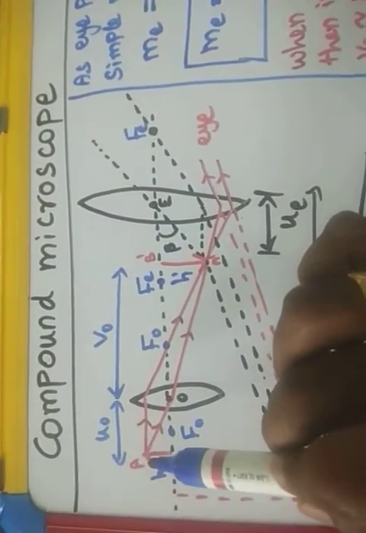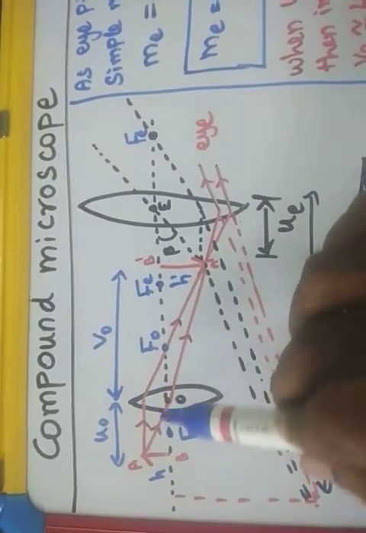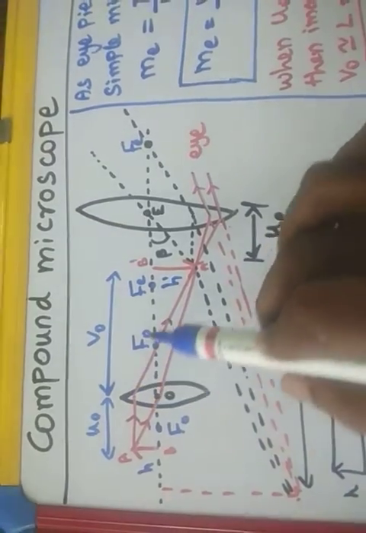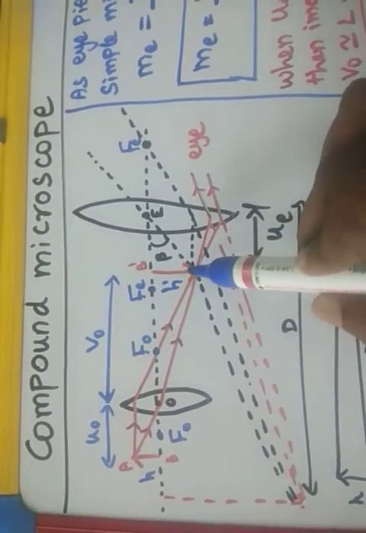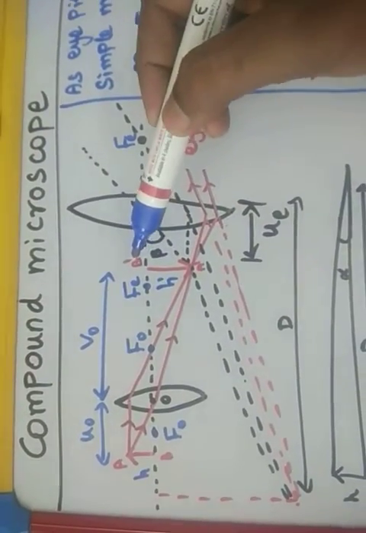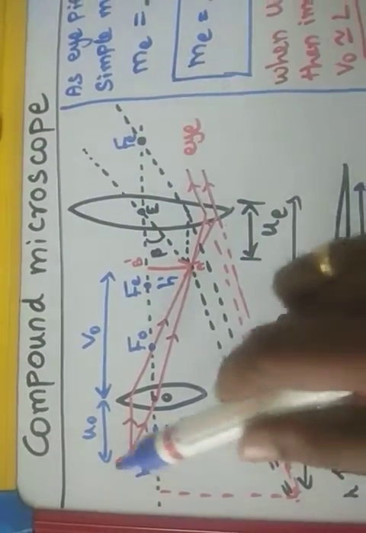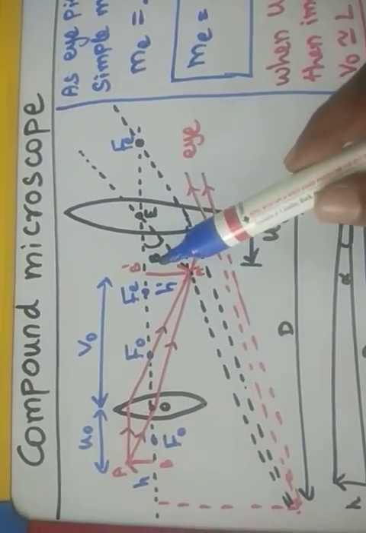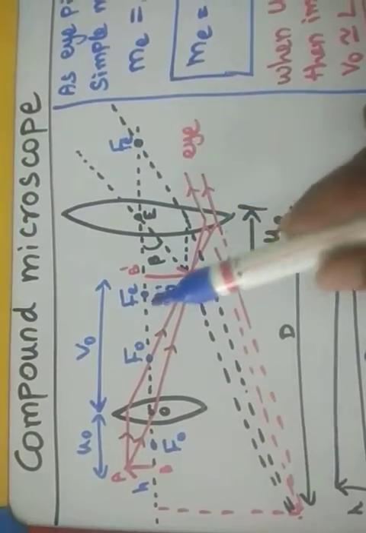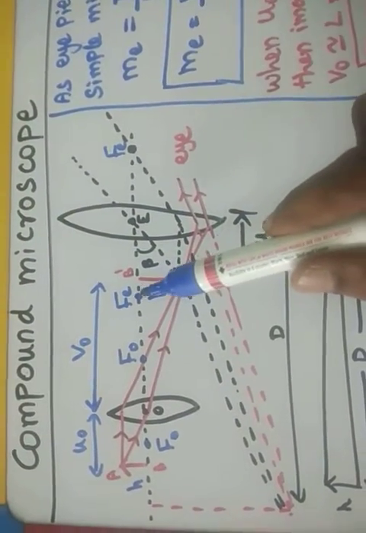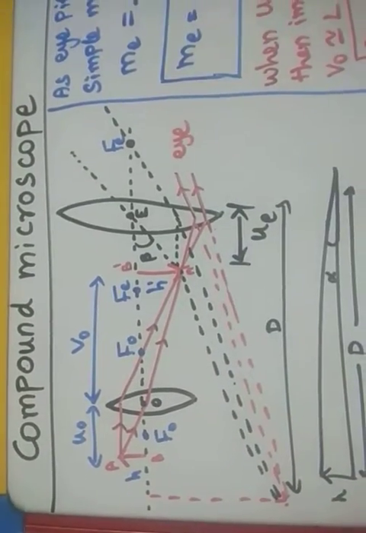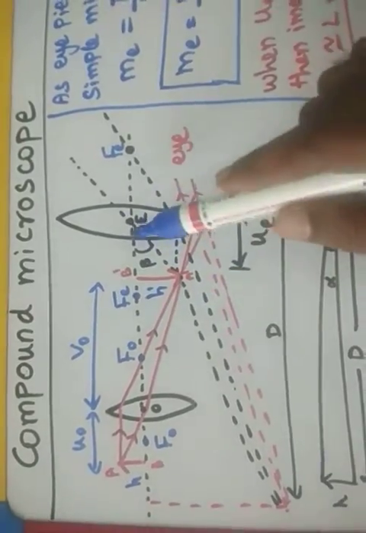When the rays from the object fall on the objective lens, it will converge the light, because it is a convex lens. It will converge the light and it will meet at a particular point. So the image A dash B dash is formed because of the object AB. The image will be formed within the focus of the eyepiece. The focus of the eyepiece is here. The image of the objective lens is within the focus of the eyepiece.